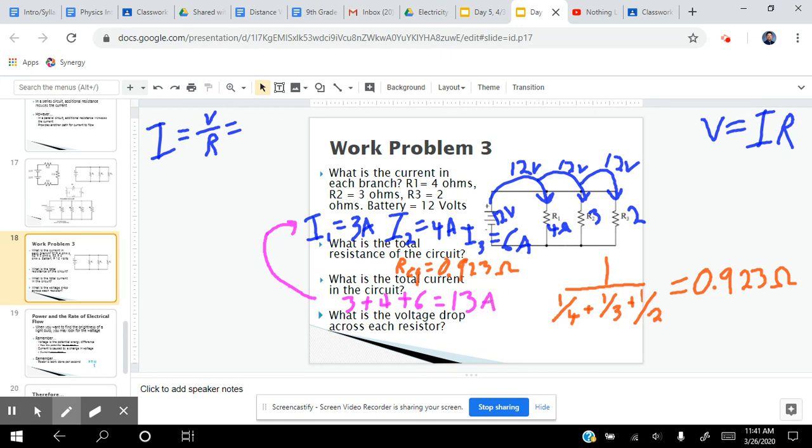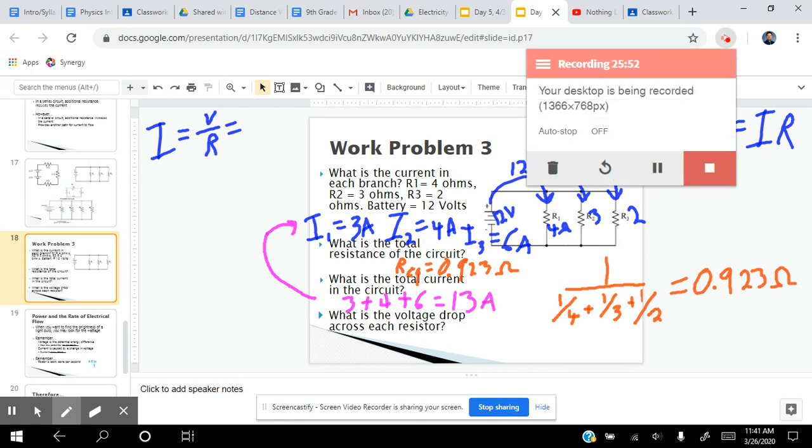And then finally, what is the voltage drop across each resistor? Well, guess what? Your life is pretty easy here. Oh, nope. I'm sorry. Wait 1 second. Sorry, I got a phone call there.